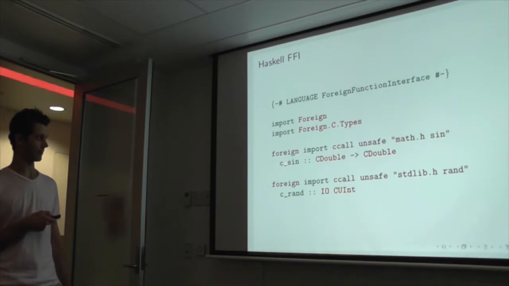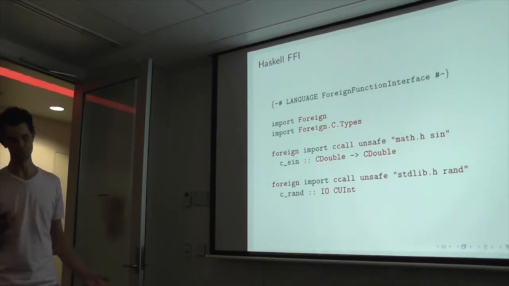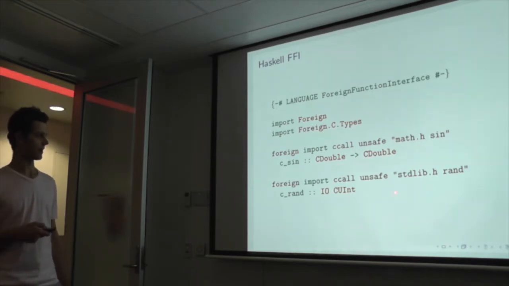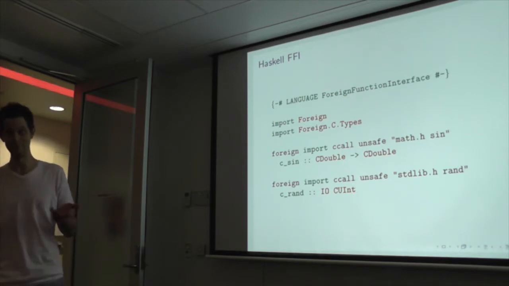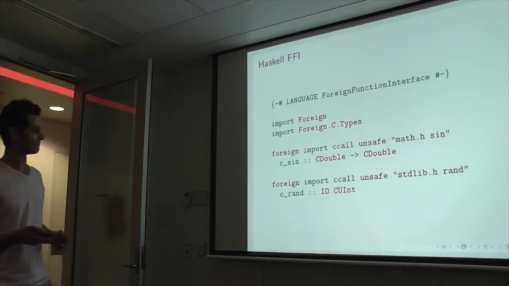On the second line, we have a type signature. We have what we want the function to be called in Haskell. In this case, we're calling it c_sin. And we say it has the type CDouble to CDouble. So it's a pure function, takes one double, returns a double. That's the sin function. For stdlib.h rand, we're going to put that in the IO monad, because every time you call rand, it's going to hopefully return a different number.